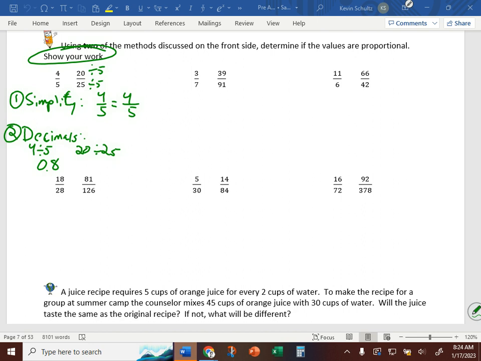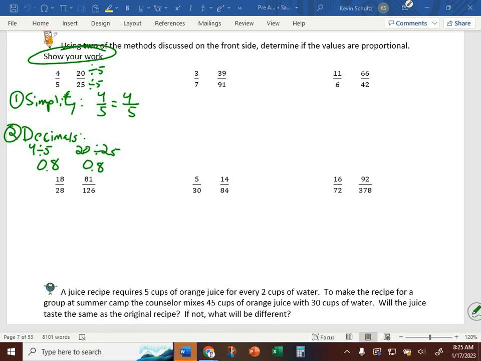0.8. Okay? And the reason why I'm requiring you to show your work on this is because you can get the answer many different ways. When you're looking back on this for a homework check or a bell ringer or a help sheet or whatever, you need to be able to see what you did, right? Just putting yes tells you nothing, other than they're proportional. How'd you get there? That's the important piece here, okay?